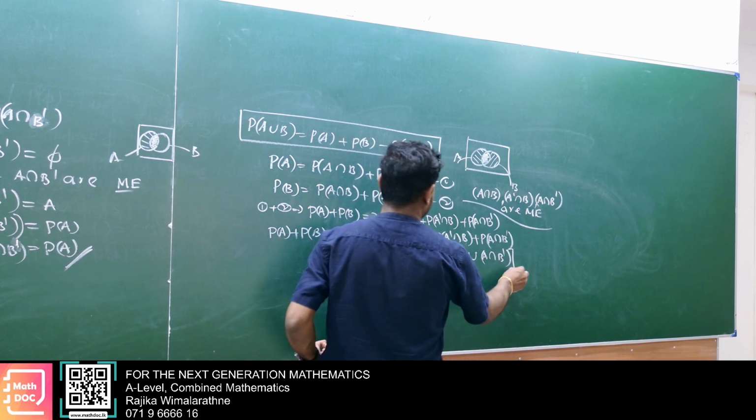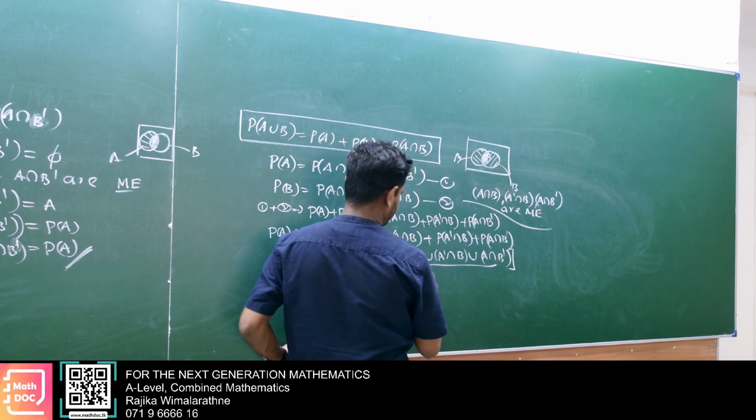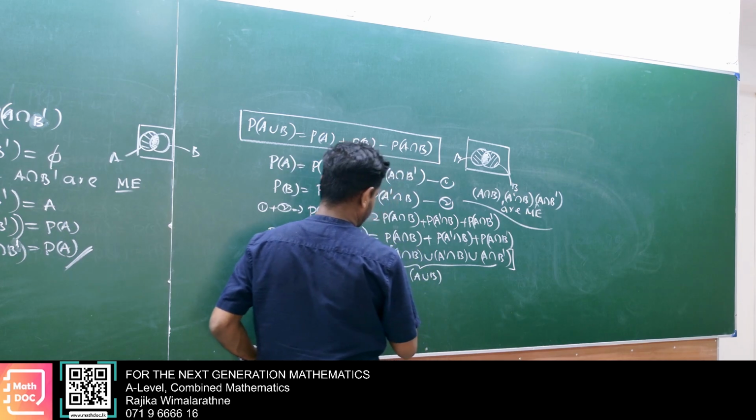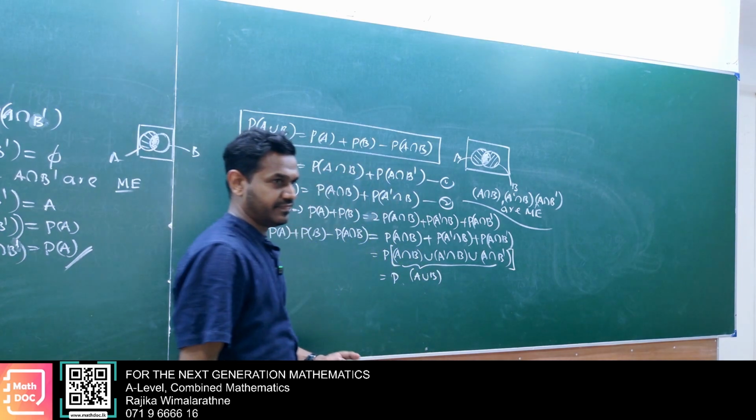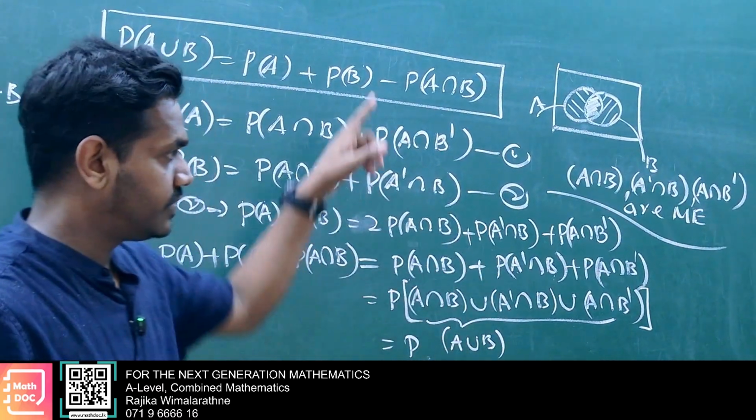Then see what is that result. Here the union of these is A ∪ B, no? P(A ∪ B). That's how we prove it. Okay, do that proof.